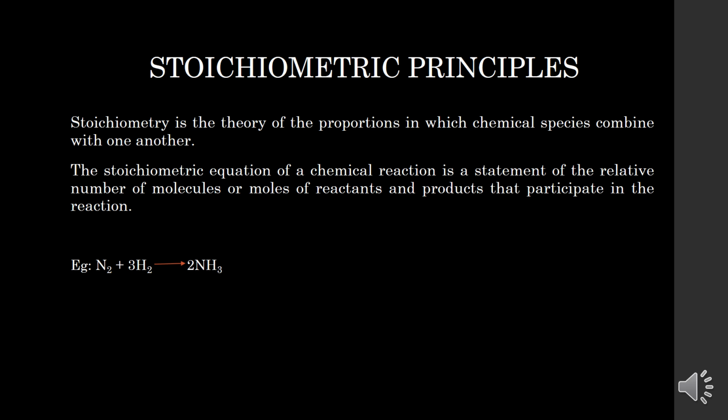Stoichiometry is the theory of the proportions in which chemical species combine with one another. The stoichiometric equation of a chemical reaction is the statement of the relative number of molecules or moles of reactants and products that participate in the reaction. For example, nitrogen plus 3 molecules of hydrogen will combine to form 2 molecules of ammonia, which is NH3.